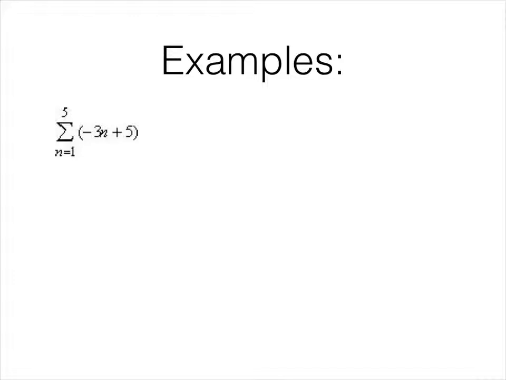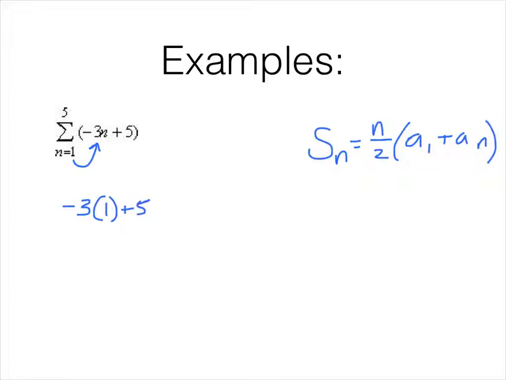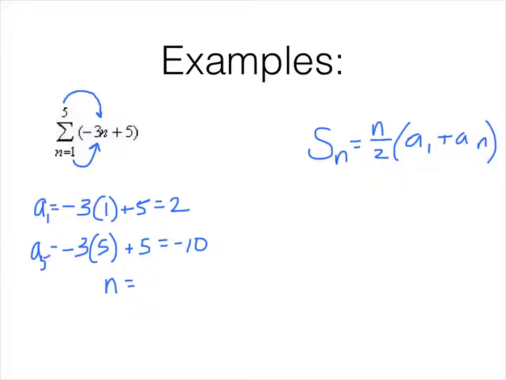All right, so I am actually finding a sum here. What sum? Well, I need to know how many terms I'm dealing with, and I need to know my first term and my last term. So my first term would be plugging in 1 for n, which comes out to be 2. The last term will be plugging in 5 for n, which comes out to be negative 10, right? And then this is a1, and this is an, which is 5, and n is 5.